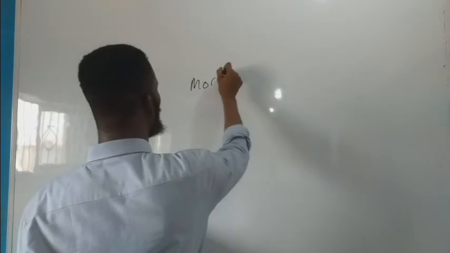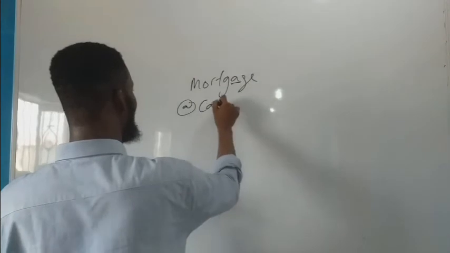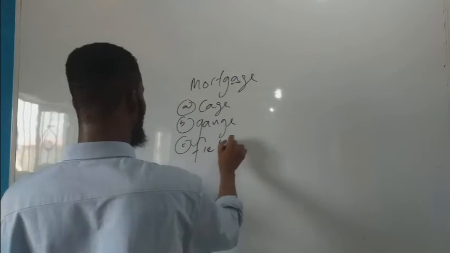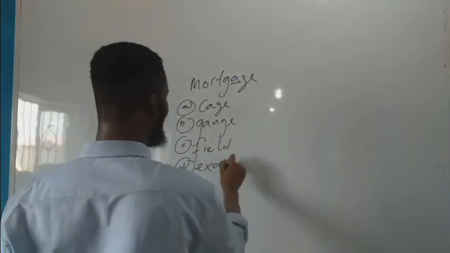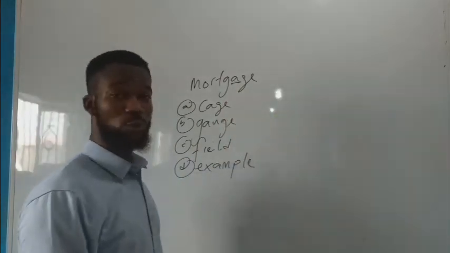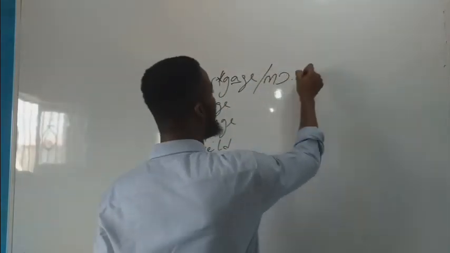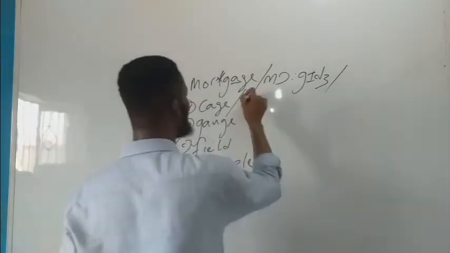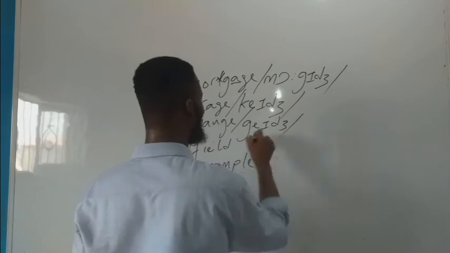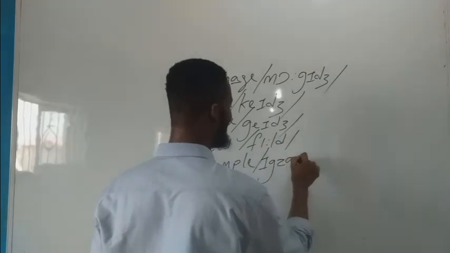Next question we have MORTGAGE, and the underlined part is this. Option A we have CAGE, option B, GAUGE, C we have FIELD, and option D we have EXAMPLE. If you look at this clearly, you realize that this is AGE, and this word is pronounced as mortgage. The T is silent. Option A is cage, option B is gauge, option C is field, and option D is called example.